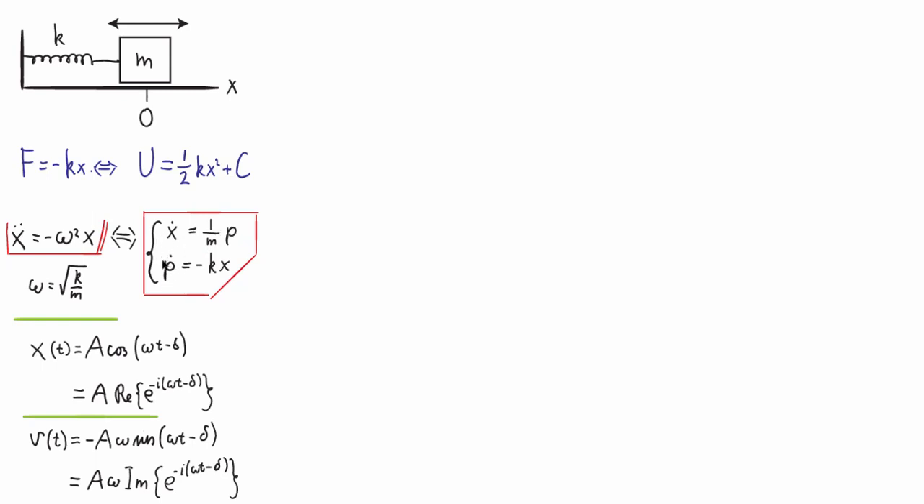And then we can say that p dot equals minus kx, right? Because p dot is the force. And these two are equivalent, but here now I have two first order differential equations instead of one second order. And that can be convenient in some cases, as we'll see. It has these solutions. This is the position, this is the velocity. We've seen this a number of different times.